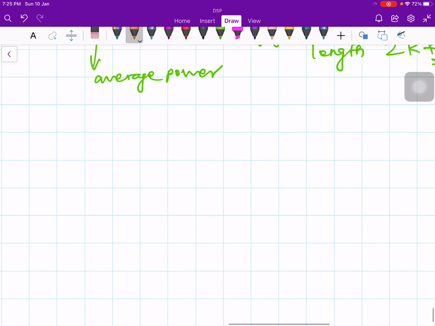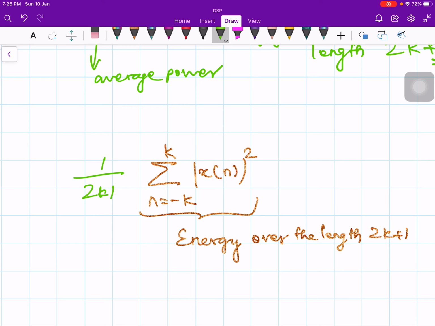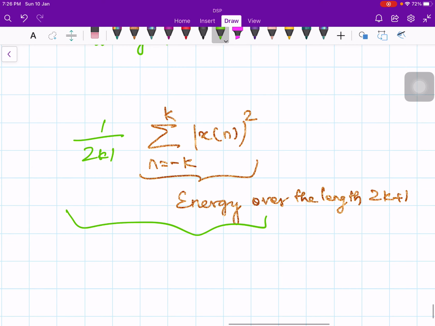Maybe I'll write down neatly. Sigma n equal to minus K to plus K of the modulus squared of x of n, and this one is energy over the length. What is the length? 2K plus 1. Now you divide by 2K plus 1, and this whole thing denotes average power over the length 2K plus 1.